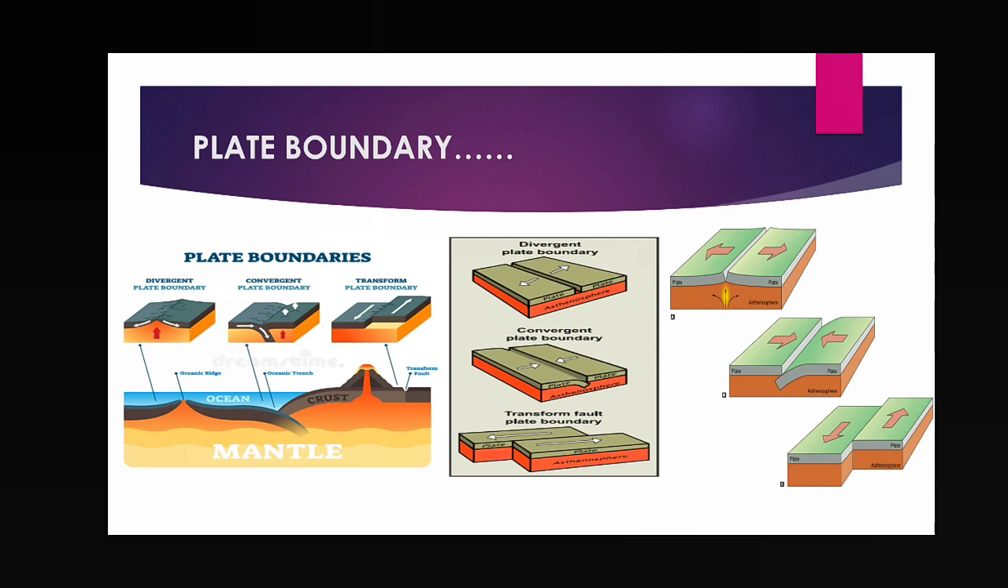So let us discuss. There are three types of boundary present. Here you can see in the diagram, that is the divergent plate boundary. That means along this boundary two plates are moving away from each other, going in opposite directions. Convergent plate boundary means along this boundary two plates are moving towards each other. And transform fault plate boundary means along this boundary two plates are moving side by side, in the same direction or opposite direction. So boundary means the place or the area along which two plates are moving. It may be towards each other, away from each other, or side by side.